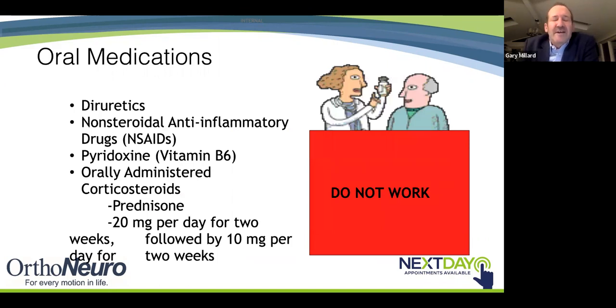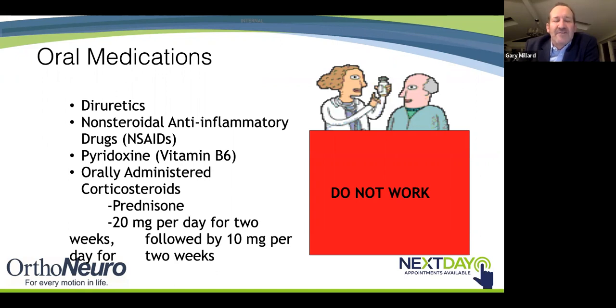There have been a lot of studies with carpal tunnel about different medications people can take to try to help. People have used diuretics to try to decrease some swelling in the area. They've tried non-steroidals, that is something like naproxen, ibuprofen, Advil, vitamin B6, and oral prednisone.